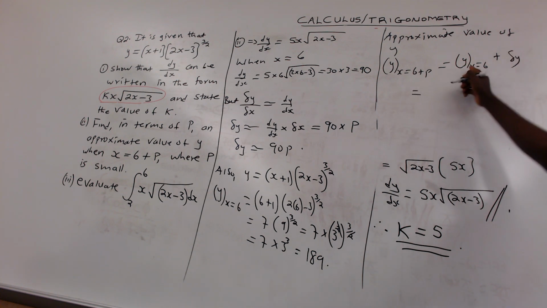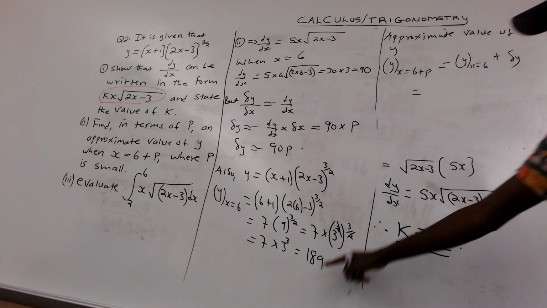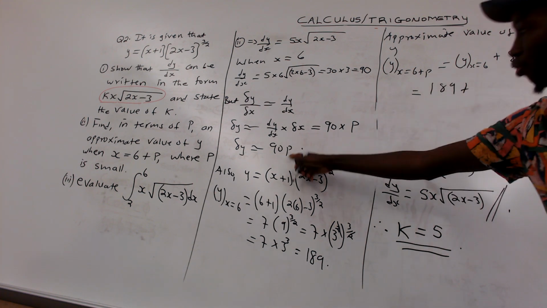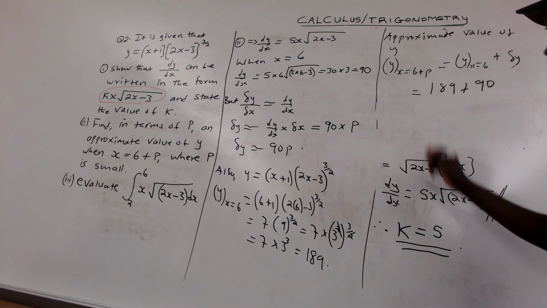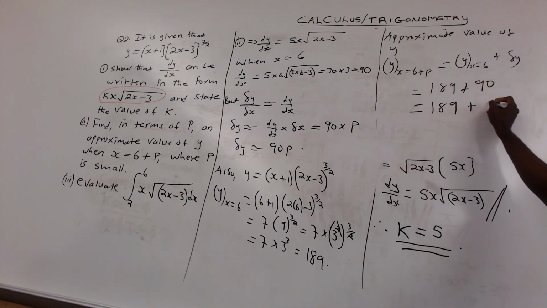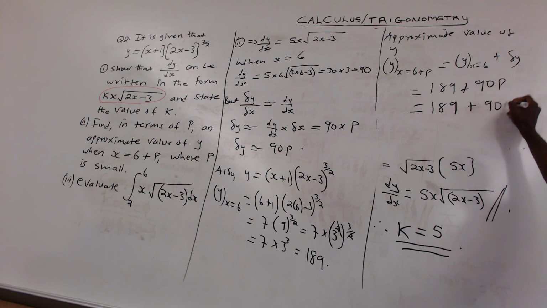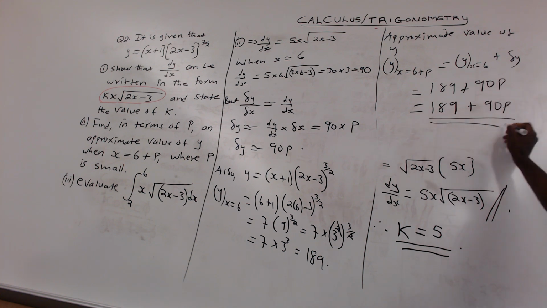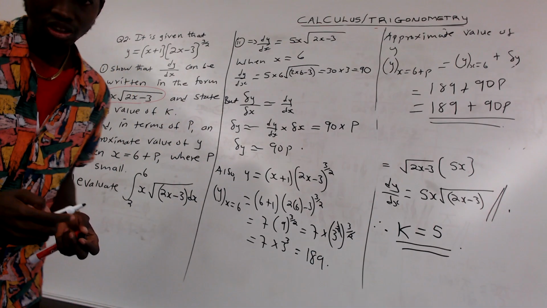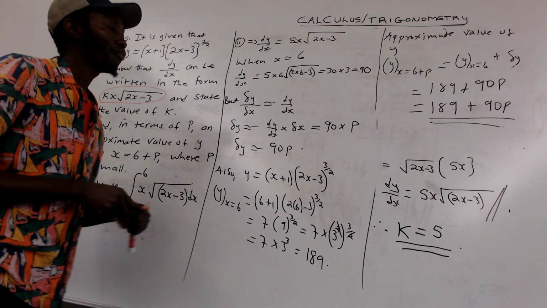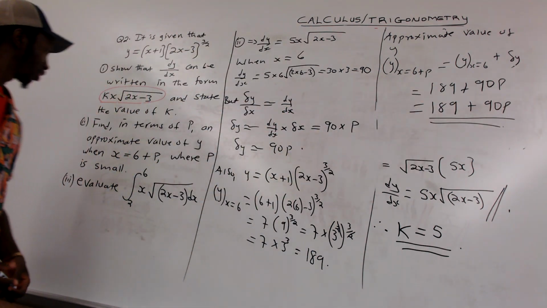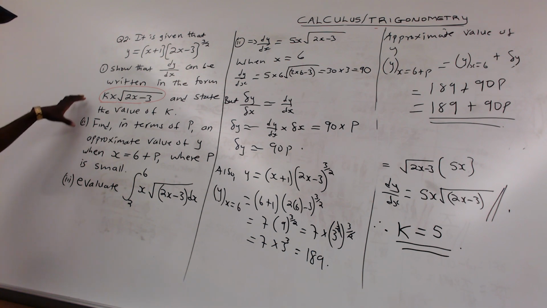So therefore, the approximate value for x equals 6 is this, which is 189, and the approximate value for the change in y is 90p. So therefore, this approximate change is going to be 189 plus 90p. So this is the approximate change we are required to find, which is 189 plus 90p, where p is a very small value. So we are done with the second part.